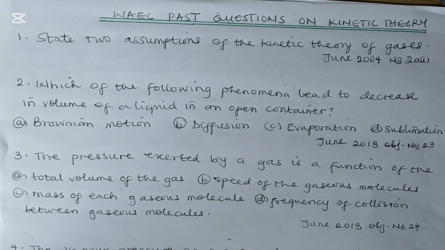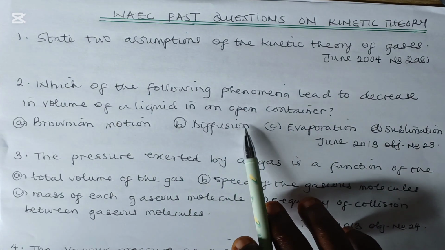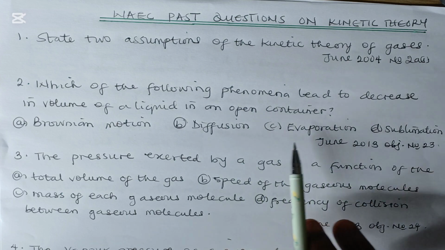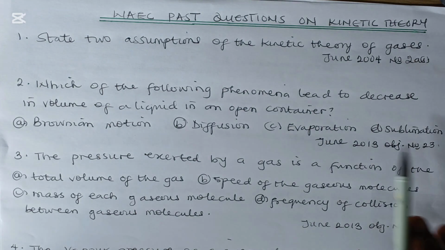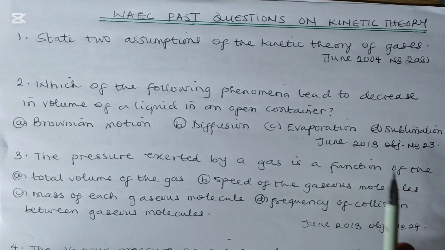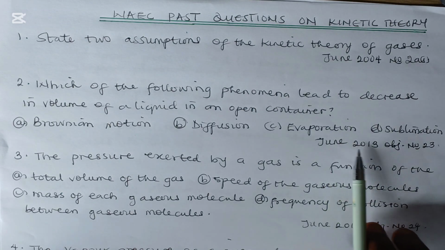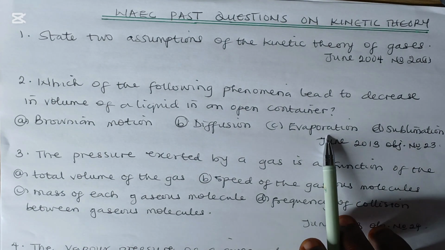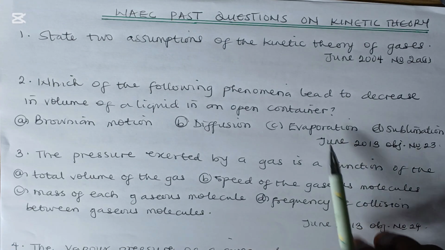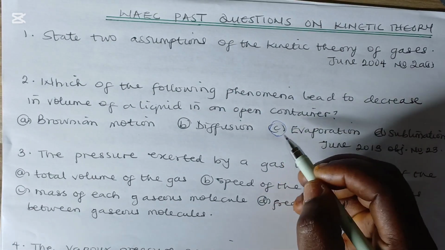Brownian motion, no. This only shows the movement of particles. Diffusion also shows the movement of liquids and other particles through each other. Then evaporation is a state whereby vapor or water particles escape into the atmosphere. And the fourth one here is a change from solid to gas directly. So I think the best option here is evaporation. When evaporation takes place, particles of water escape, and the particles of water escaping is actually the water itself which has turned to vapor, thereby causing a reduction in the liquid of the container. That is the answer here. The best answer here is option C.